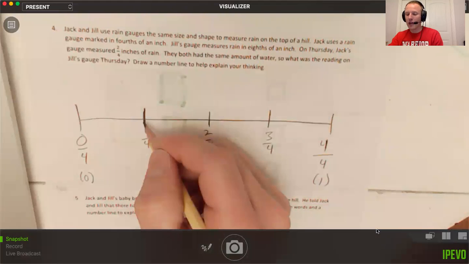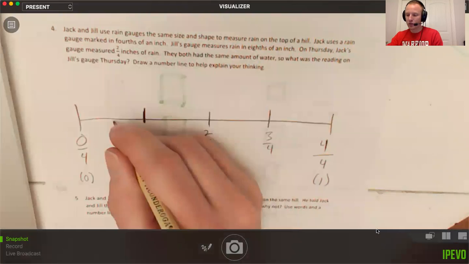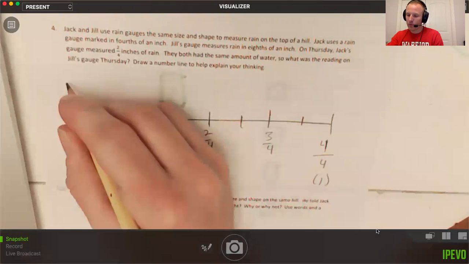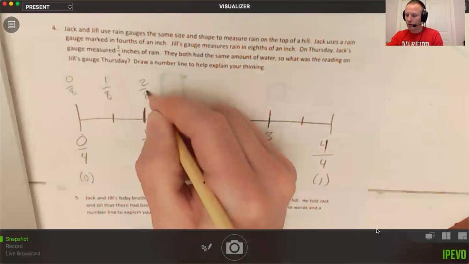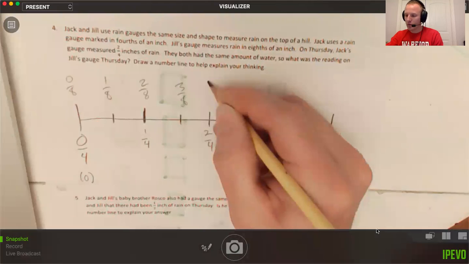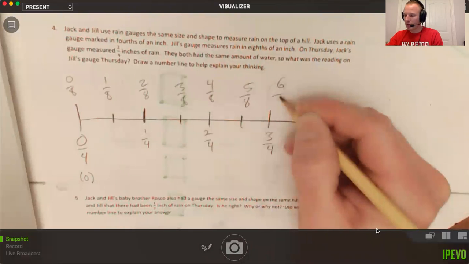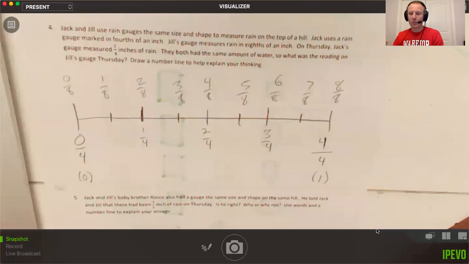Well, we know the eighths are half as big as fourths because 4 times 2 is 8. So we can just split each of our sections in 2 parts and then label 0/8, 1/8, 2/8, 3/8, 4/8, 5/8, 6/8, 7/8, and 8/8. And now I need to compare.